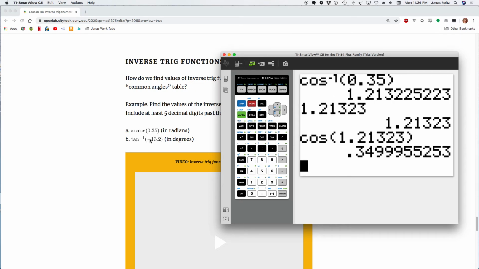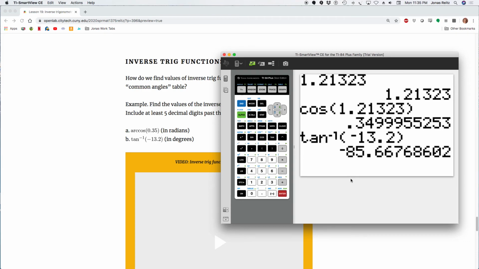Now, I want the inverse tangent, so I go second tan, inverse tangent, and here I need to put in a negative number. Remember, there are 2 minuses. This minus, the gray one, means subtraction. This minus in parentheses means negative. So the one down the bottom, negative 13.2, end parenthesis, and enter. And the angle in degrees that gives you a tangent of negative 13.2 is negative 85 point, and then 1, 2, 3, 4, 5, it looks like 66769.